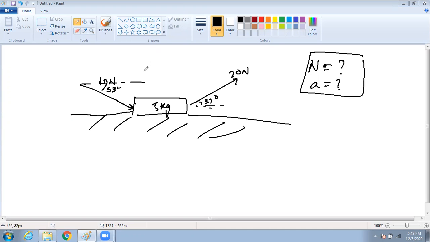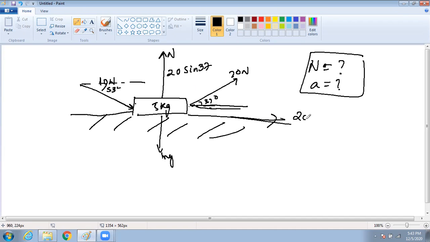Sir, okay. So below there will be mg, and there will be two components of the 20 Newton force. One will be 20 sin 37 and the other 20 cos 37. So mg will be equal to 20 sin 37 plus 10 sin 53 plus normal. So from that, two will come, okay?